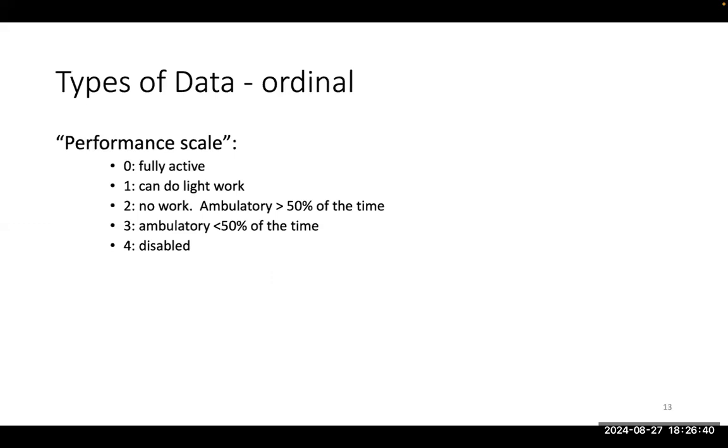Ordinal data is basically data that is ordered in some shape or form. A classic example here is the performance scale. So it's either fully active, can do light work, can do no work, or is ambulatory for more than 50% of the time, ambulatory less than 50% of the time, or is disabled. Again, the number here is ordinal, but basically the concept of what is written next to it is also ordinal. So essentially, it's an ordinal data type. The order is really important here. The magnitude is unimportant.